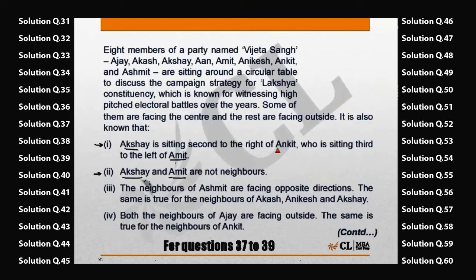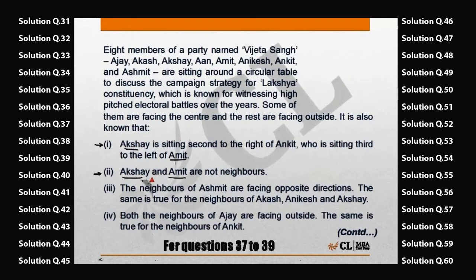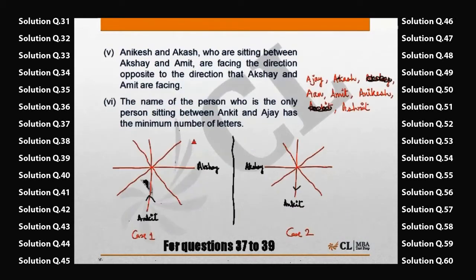Akshay. Ankit is sitting third to the left of Amit. So basically it is 3 positions. It can be either 1, 2, 3 positions here, or 1, 2, 3 positions here. But then it is given that Akshay and Amit are not neighbors. So Amit cannot come here. The only position that Amit can come in this case would be here.